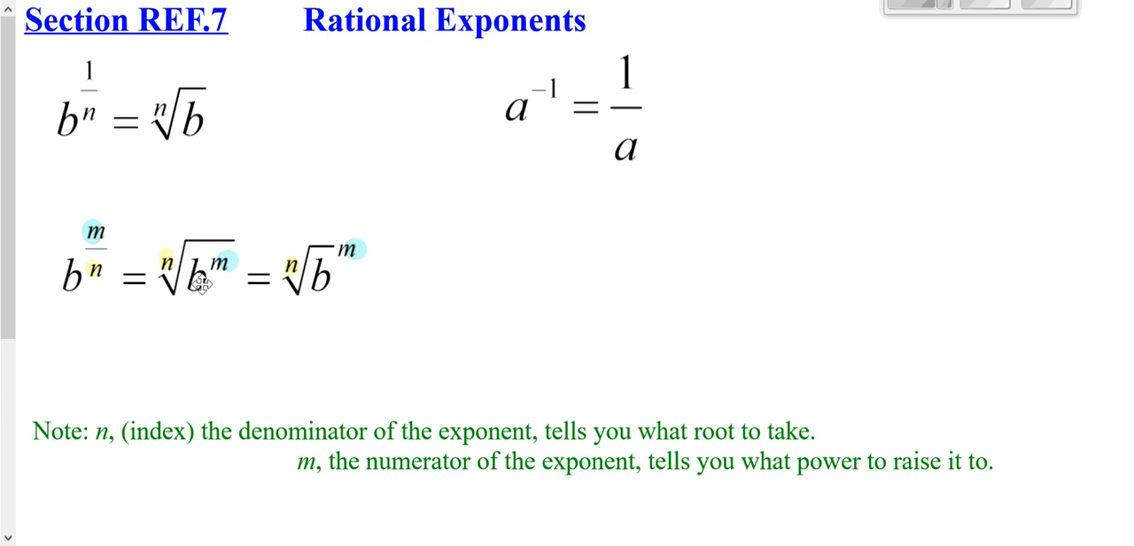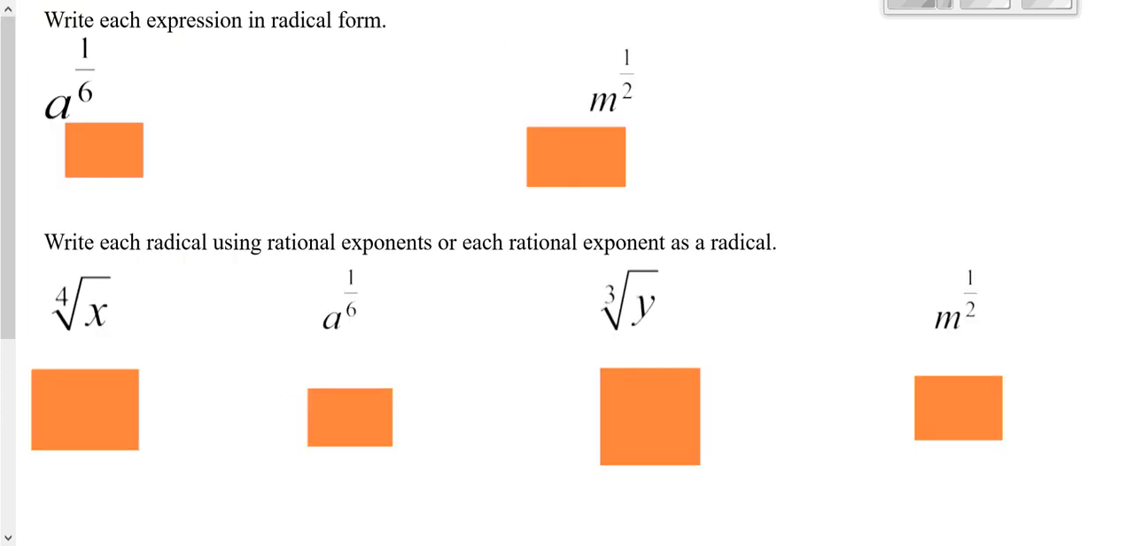Now, whether you raise your b to that power before you take your root, or take your root and then raise it to that power, does not really make a difference. Depends upon the problem what you might want to do. A lot of times I'll try to take the root first so that I end up dealing with smaller numbers. So, once again, the denominator of the exponent tells you the root to take. The numerator of the exponent tells you the power to raise it to.